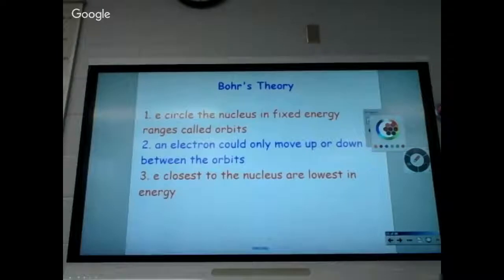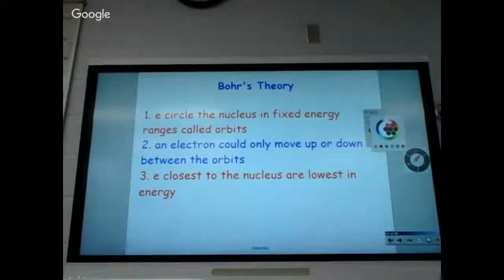All right, so Bohr's theory has three parts. The three parts to Bohr's theory are, first of all, electrons circle the nucleus in those fixed energy ranges. They're called orbits. Those rings are called orbits.